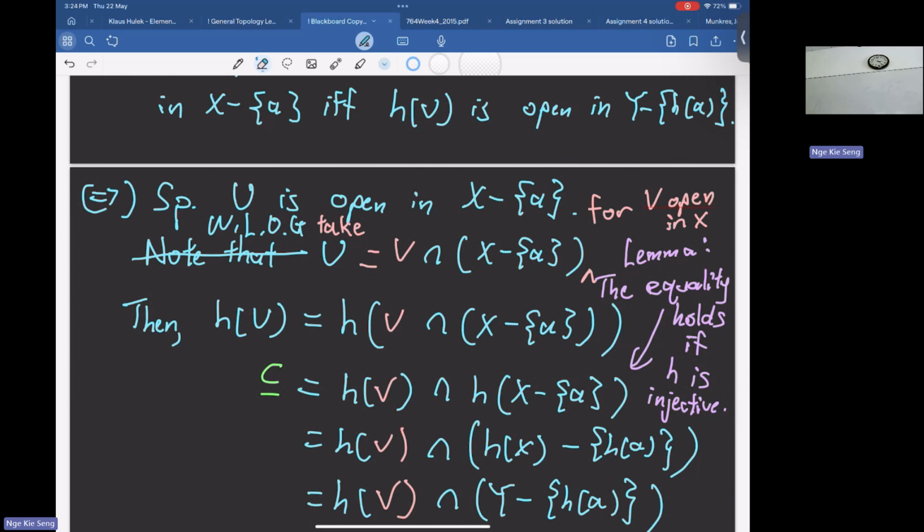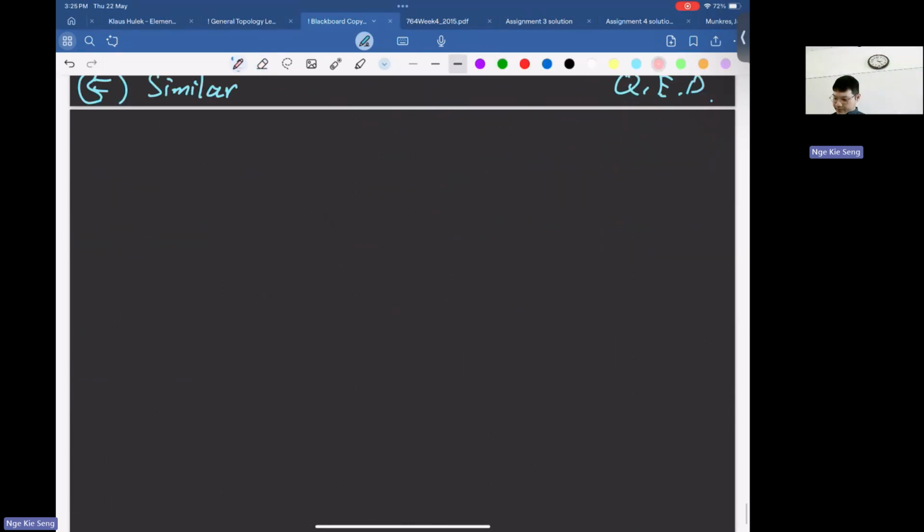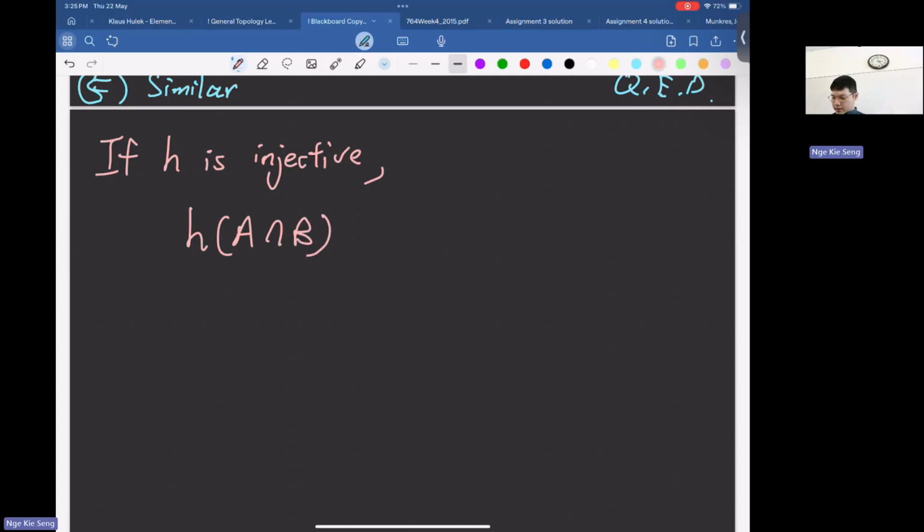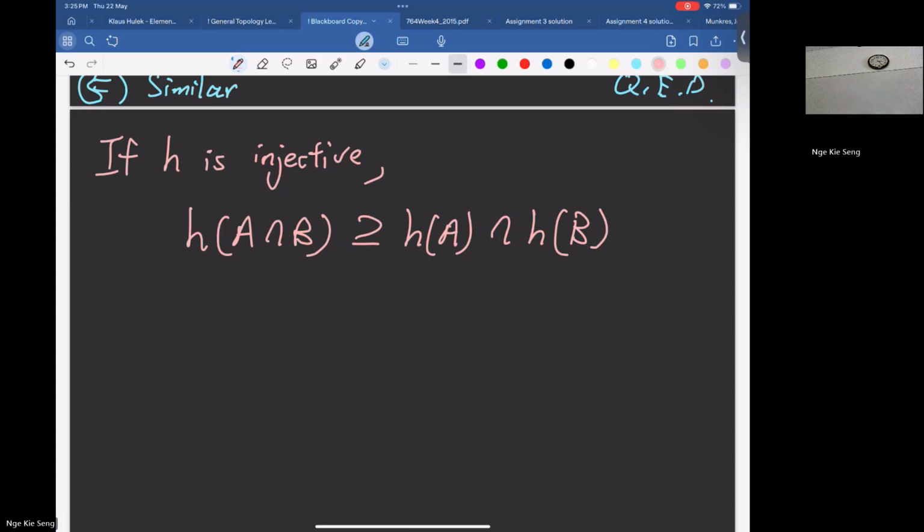Okay. Let me write down a simple statement here. So if hash is injective, is it true that hash of A intersect B contains hash A intersect hash B? Okay, think about this. Is this obvious or not? Really, you think injective, correct. Okay, let's prove this.